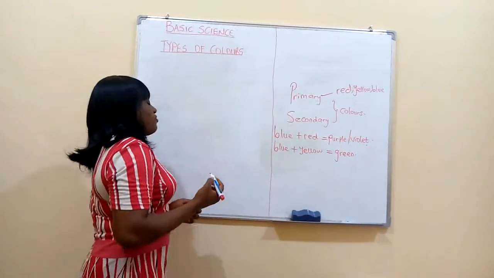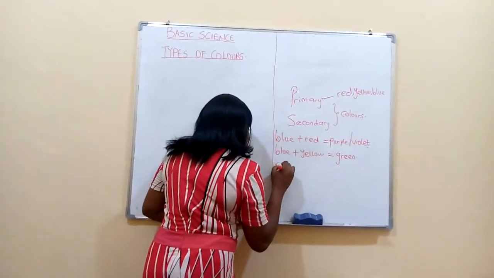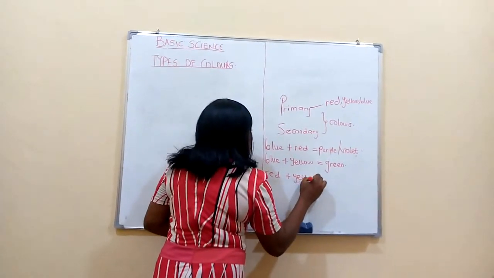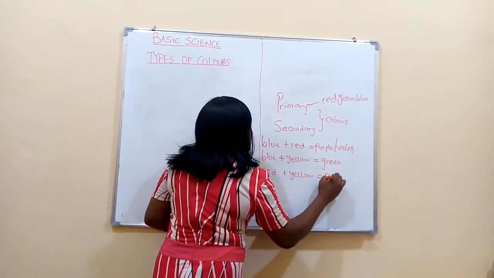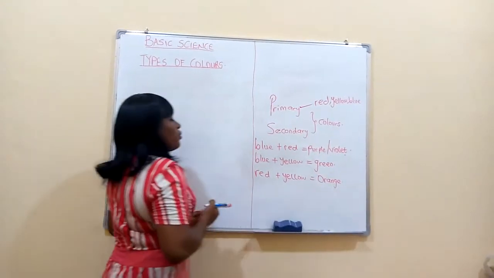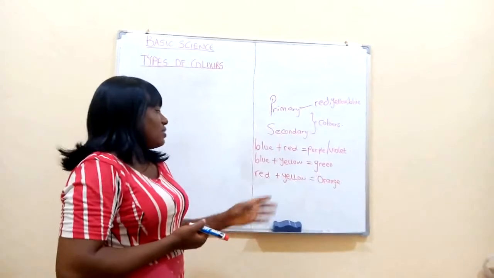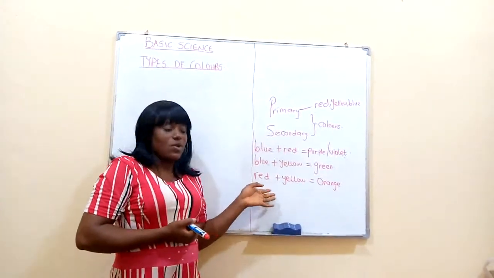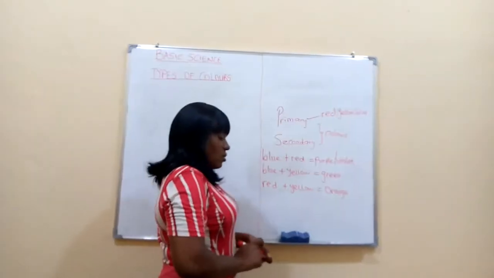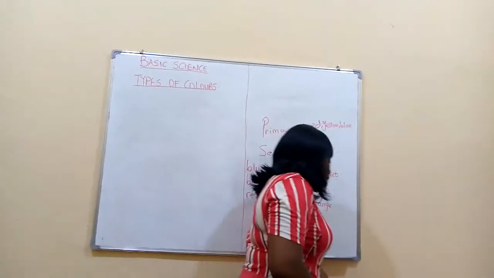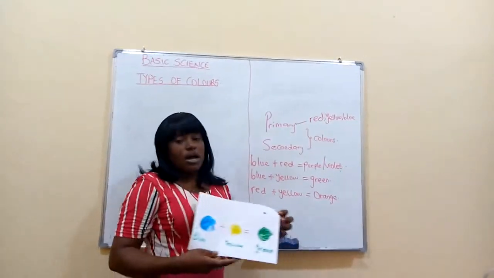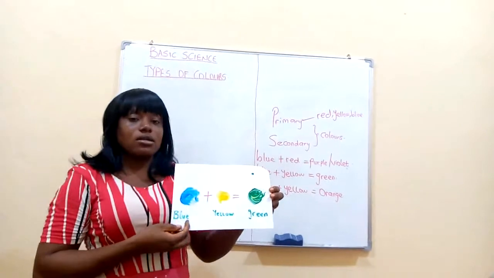Then we have red plus yellow will give us the color orange. Are you following? Well, I went a step further to bring it up for us, to make the experiment and show us how they are gotten.